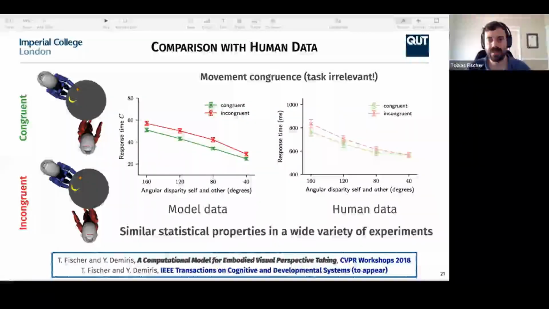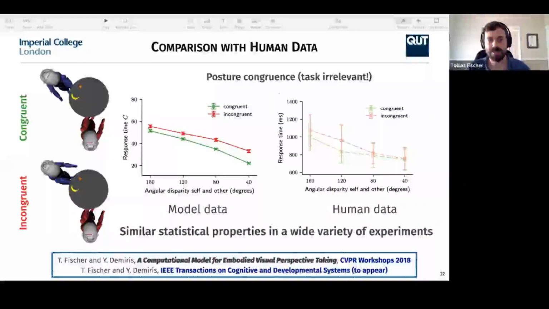And you can take it a step further by doing posture congruence. In the previous slide, I only varied the posture of the robot that is taking the perspective of the other robot. What I do here is now I vary the posture of both robots. So if they both rotate their head to the left, it's congruent, or if one of them rotates to the left and the other one to the right, it's incongruent. And you will again see that there are similar statistical properties in a wide variety of experiments.